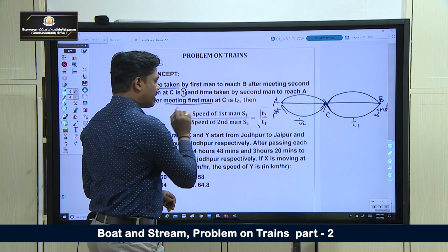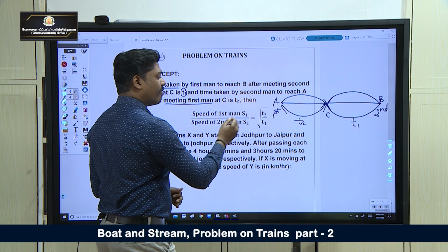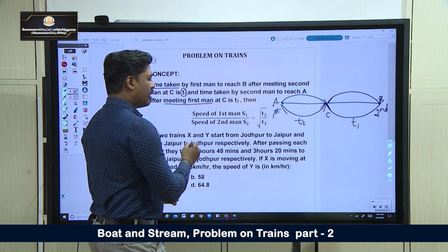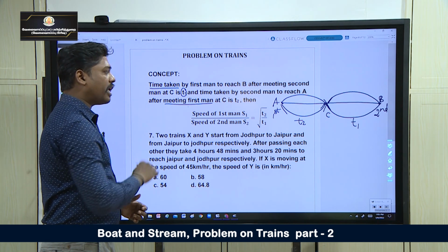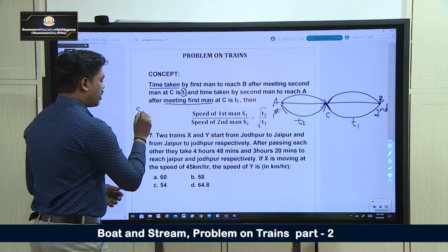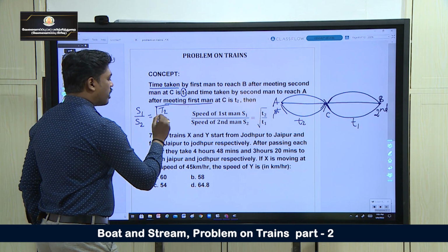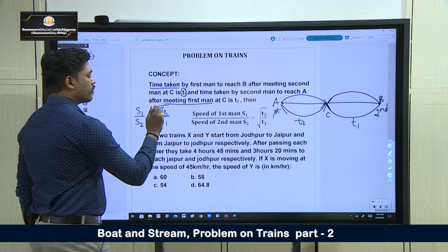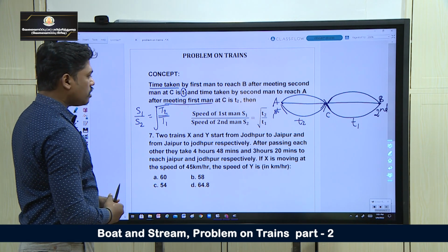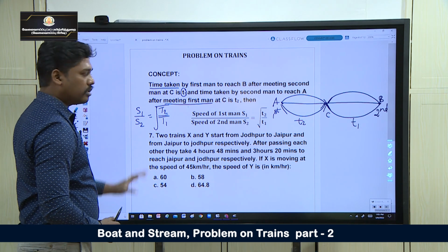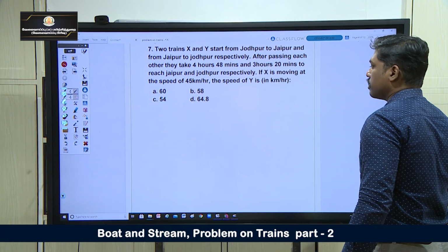So now look at the relation. If you are getting a problem like this, the speed of the first man S1 divided by the speed of the second man S2 is equal to the square root of T2 by T1. So this is the formula: S1 by S2 is equal to square root of T2 by T1. So look at this concept and the formula here. With this we can solve the problem directly.